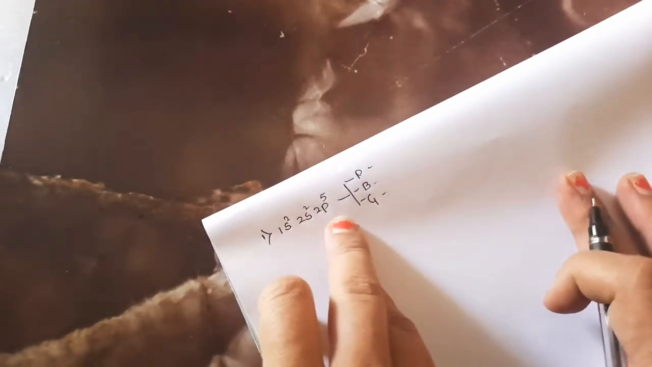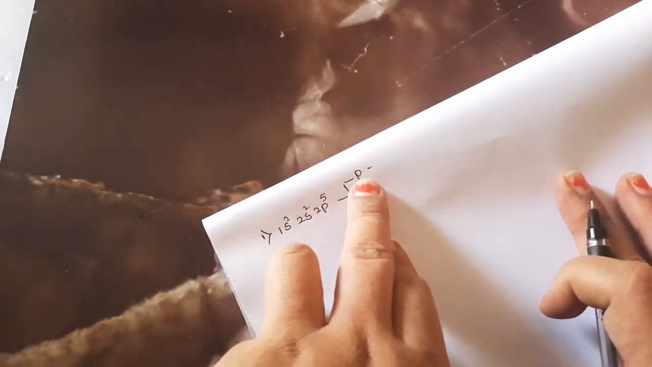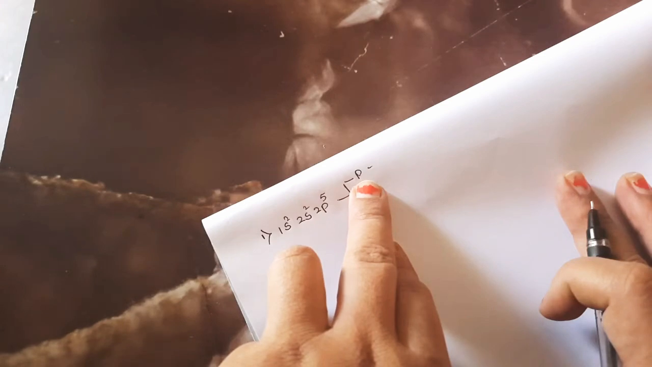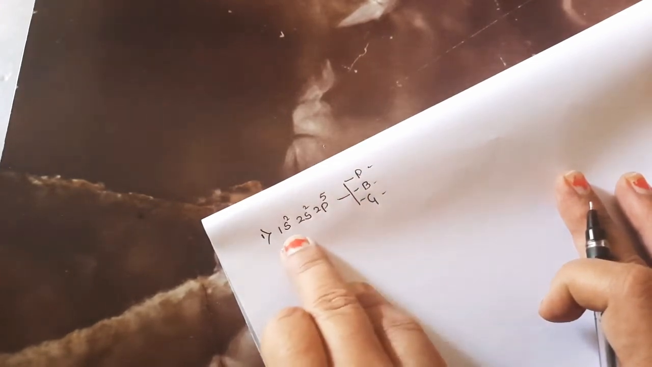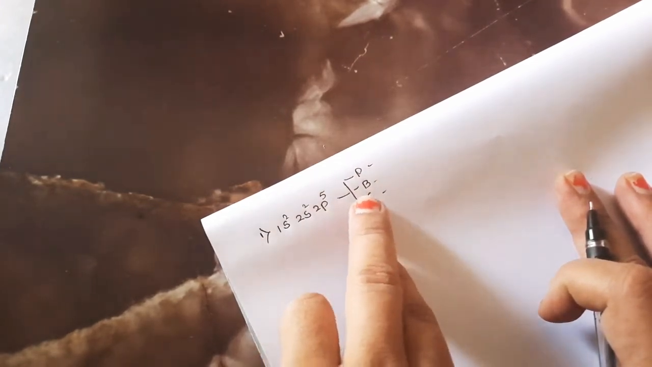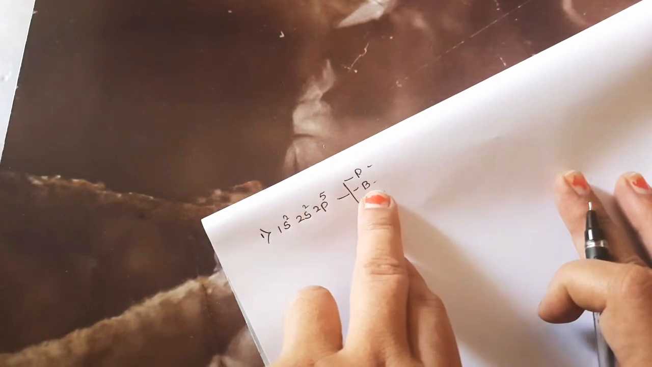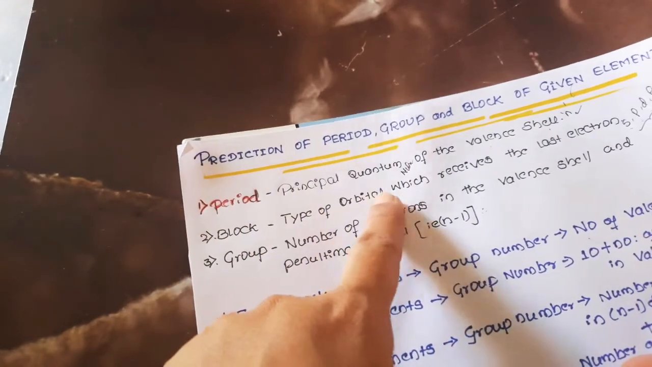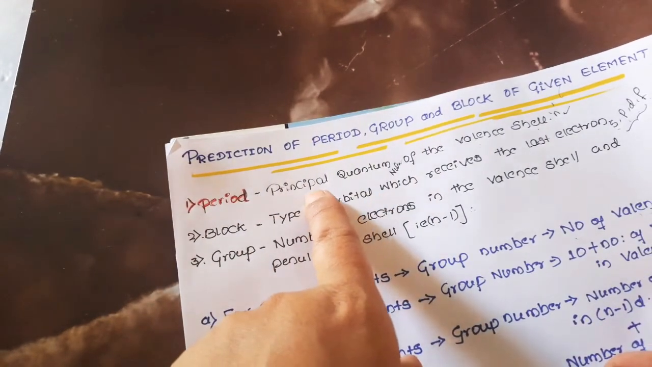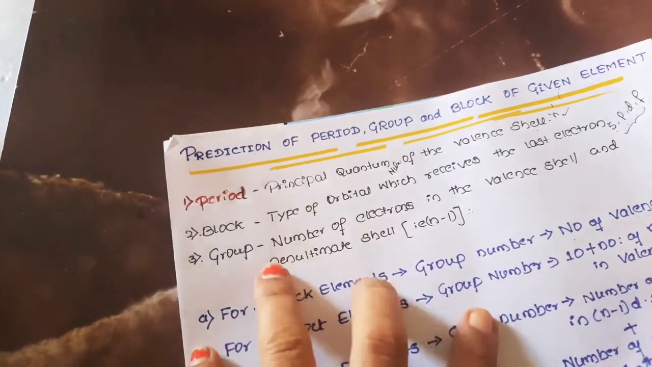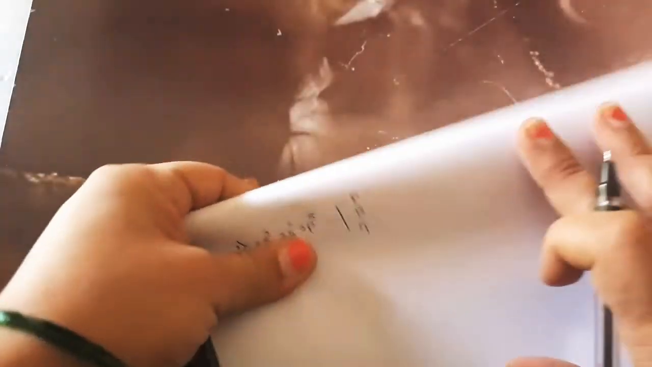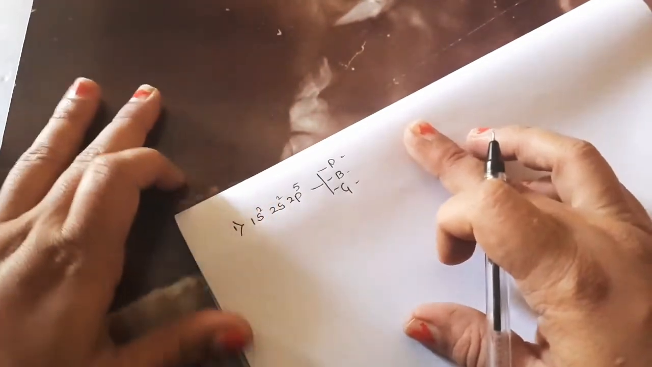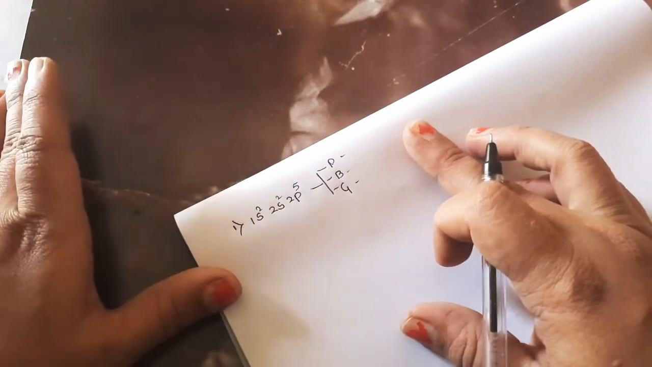Now see here, for the period, we need to find out which period this configuration belongs to, and we are also going to observe the block. So what are the rules that we are going to apply here? In order to find out the period, what will you see? You will see the principal quantum number of the valency shell, dear students. So always observe the outermost configuration.